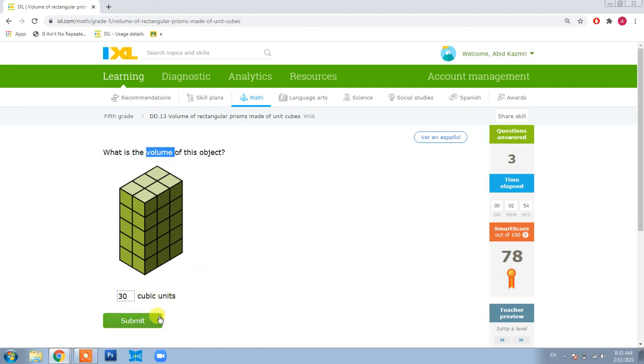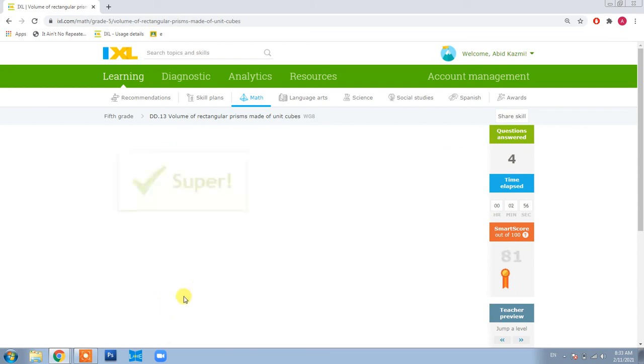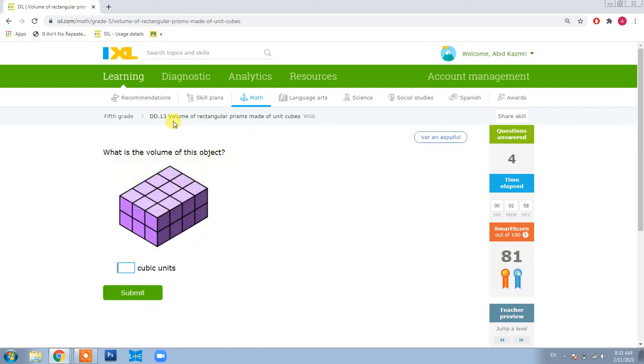So this is a very simple concept. I hope you have understood this. Go on IXL and practice this skill. The name of the skill is volume of rectangular prisms made up of unit cubes, and the code of the skill is WGB.